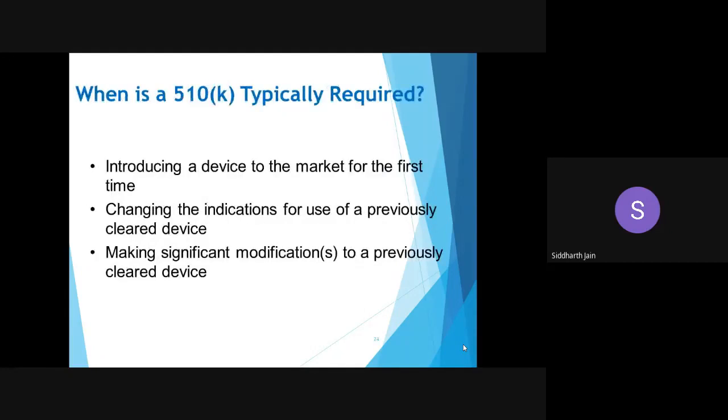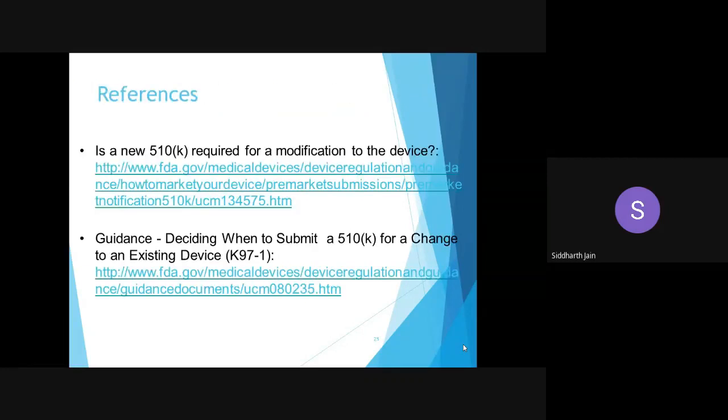So when is a 510K typically required? Introducing a device into the market, changing the indication for use of previously cleared devices, or making significant modifications to previously cleared devices. In these three scenarios, you are typically required to have a 510K for your products. The next slide. Again, these are a few other differences where you can go and check in more detail.